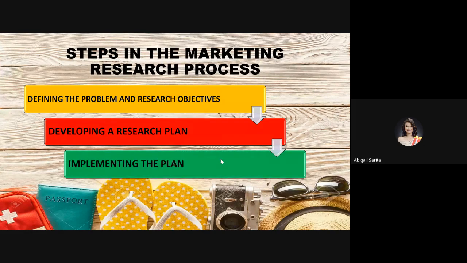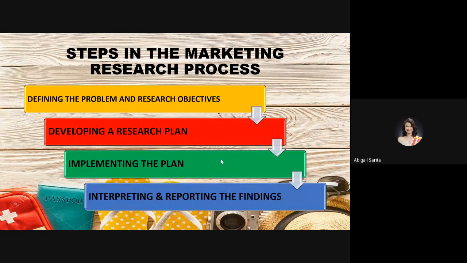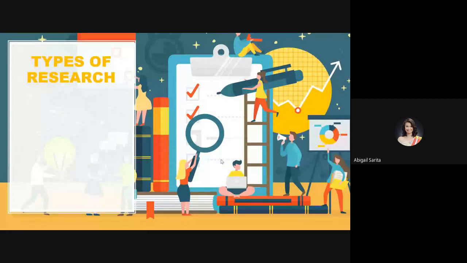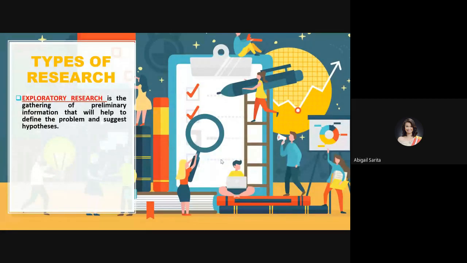Following is implementing the plan. And last but not the least is interpreting and reporting the findings. So these are the 4 processes of research marketing. Now, we will discuss it one by one. First, let's define muna types of research.